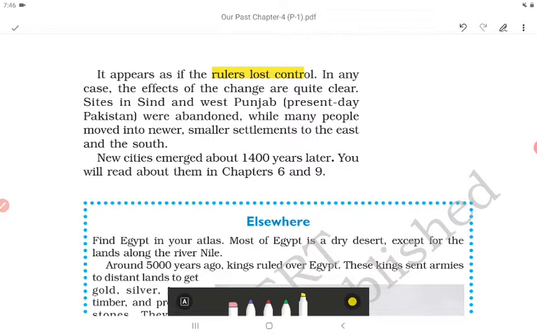Sites in Sindh and West Punjab, present-day Pakistan, were abandoned, while many people moved into newer, smaller settlements to the east and the south. New cities emerged about 1,400 years later. You will read about them in chapters 6 and 9.